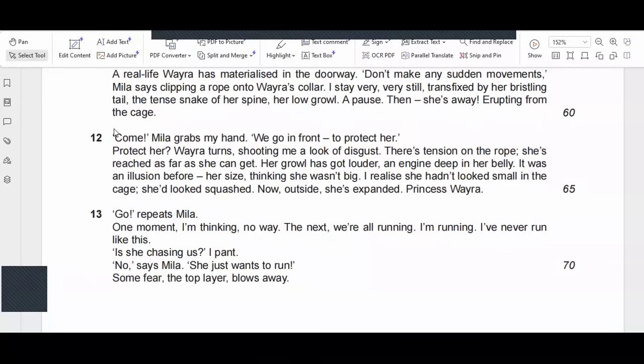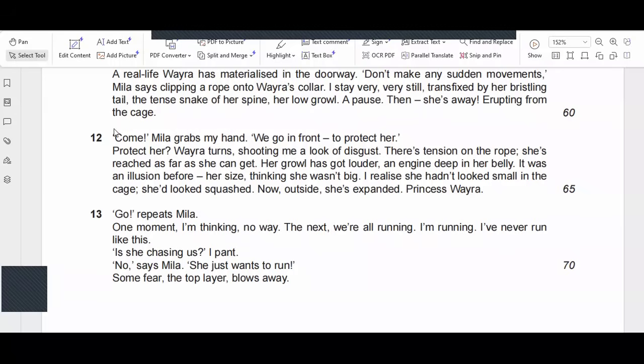Come, Mila grabs my hand. We go in front to protect her. Protect her? Vira turns, shooting me a look of disgust. There's a tension on the rope. She's reached as far as she can get. Her growl has got louder, an engine deep in her belly. It was an illusion before, her size, thinking she wasn't big. I realized she hadn't looked small in the cage. She would have looked squashed. Now outside, she has expanded.